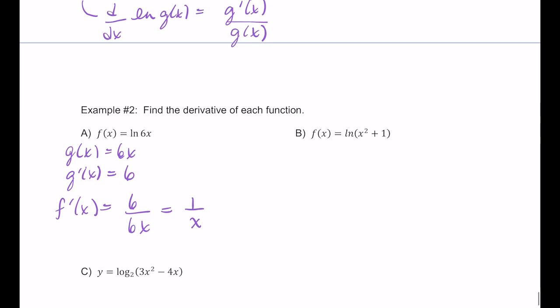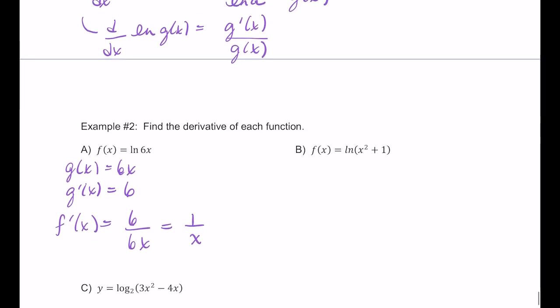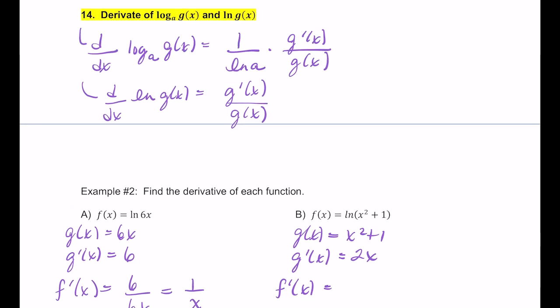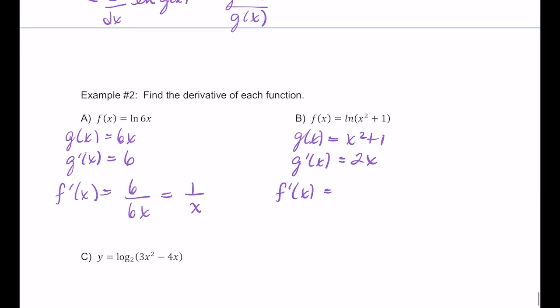Okay. And here I have f of x equals the ln of x squared plus 1. Again, g of x is x squared plus 1, and g prime of x would just be 2x. So if I want to find the derivative, I just use this formula here, since we're dealing with ln. It's just g prime of x over g of x. And that's it.